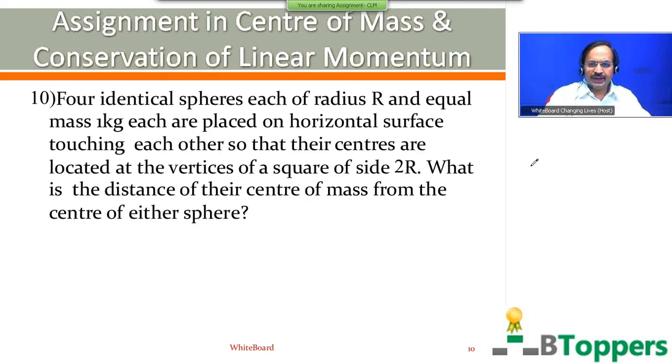See question number 10. Four identical spheres, each of radius r and equal mass 1 kg, are placed on a horizontal surface touching each other so that their centers are located at the vertices of a square of side 2r. What is the distance of the center of mass from the center of either sphere?